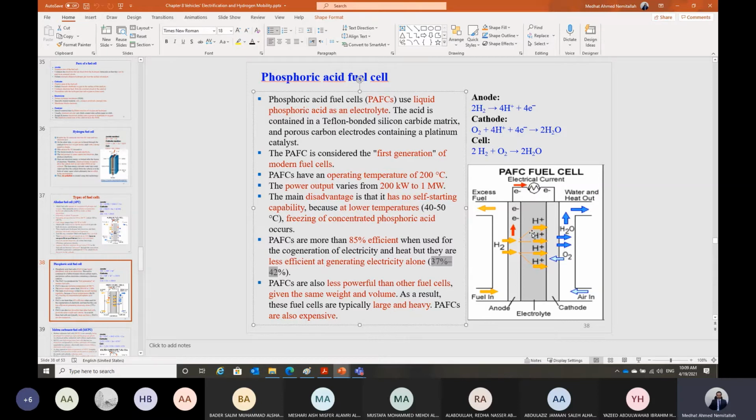But this fuel cell is heavy. We have liquid phosphoric acid, so it's heavy, and it is powerful. But the power per unit mass or per unit volume is low compared to the other fuel cells. And also, as we said, it is large and heavy, and it is also an expensive fuel cell.